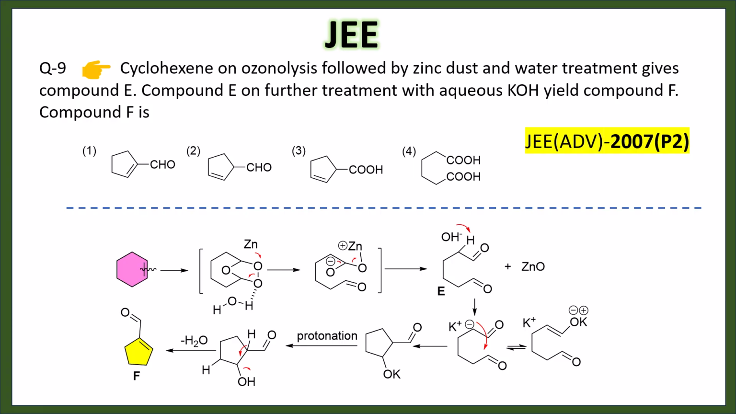Now question number 9, cyclohexene on ozonolysis and further work-up gives the compound Y, and Y on further treatment with aqueous base yields the compound F. We have to find the product. Let's do that.